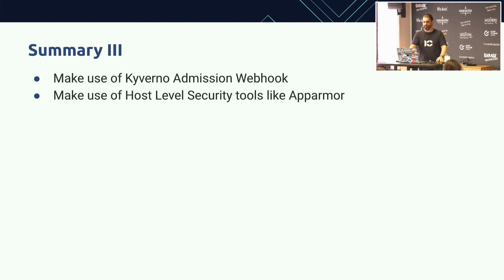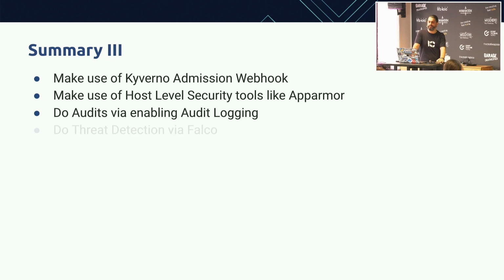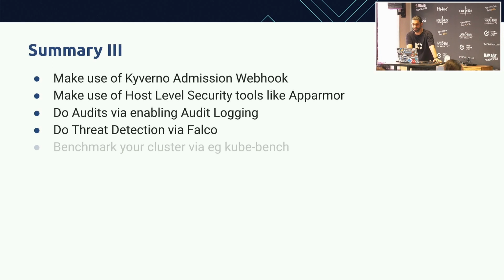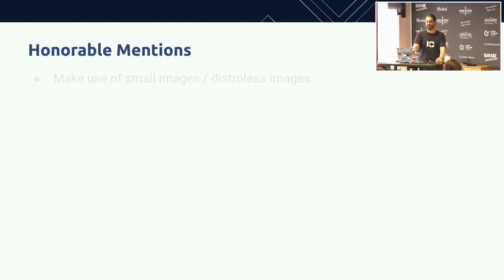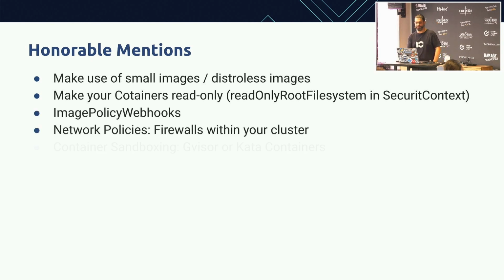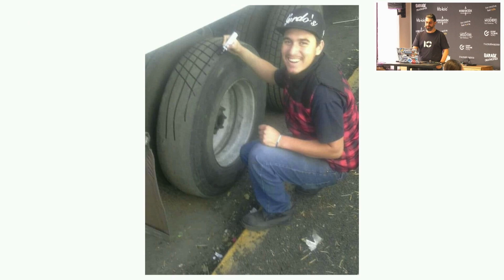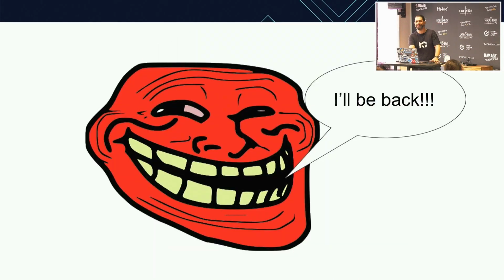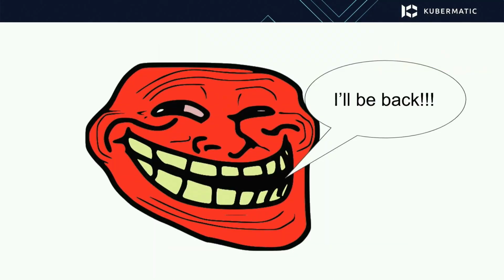Kyverno with admission. I mean, not necessarily Kyverno. You can use OPA or whatever you have, but do make sure that you have some admission webhooks. You can have host-level security tools like AppArmor, have audit logs, use Falco, benchmark your cluster, and then, stuff that I think I already mentioned. You should have. Again, don't be this guy. Do not forget this guy, and you know that this guy will always be around and try to do some stuff.